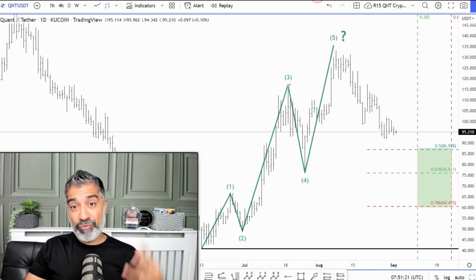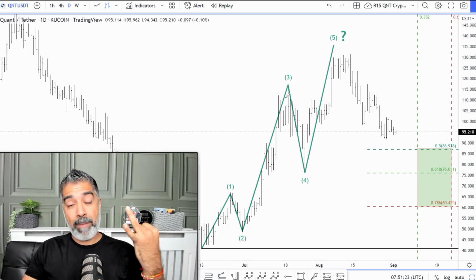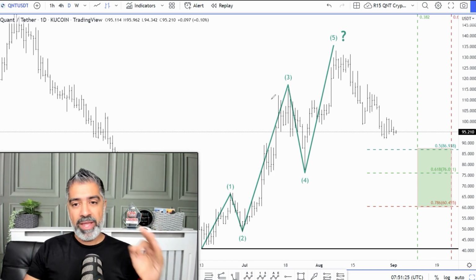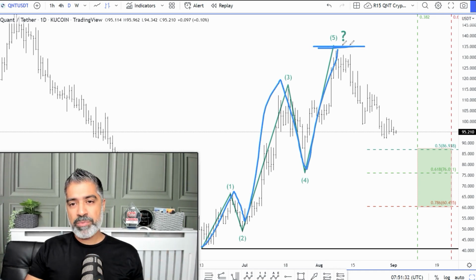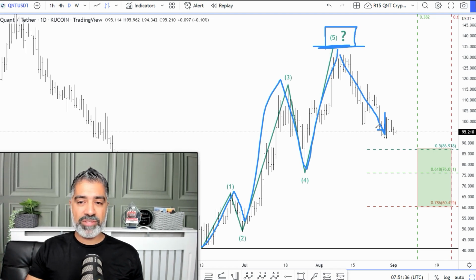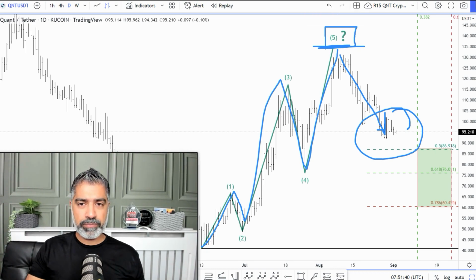So today we're going to look at 3 things. We're going to look at pattern, we're going to look at price, and we're going to look at time. So let's just look at this, right? So here with Quant, we've got this 1, 2, 3, 4, 5, right? We know that. It's pretty clear that this looks like a 5-wave top, mainly because we've had this big move to the downside. So we don't know what does this look like and what's likely to occur next.